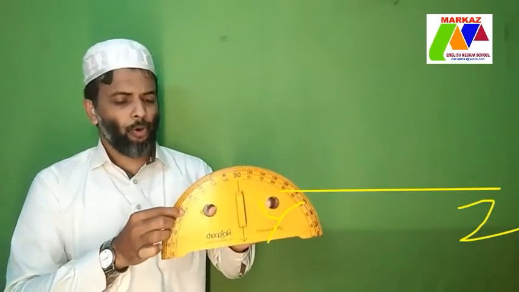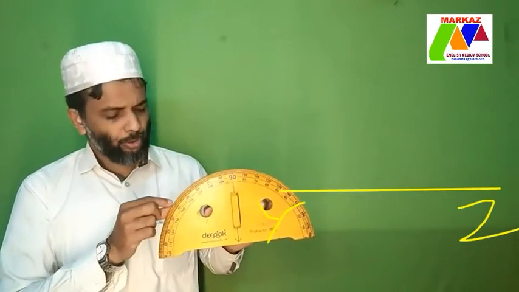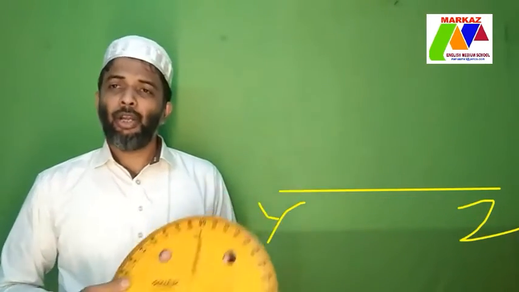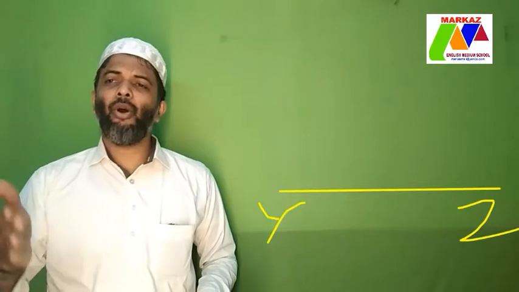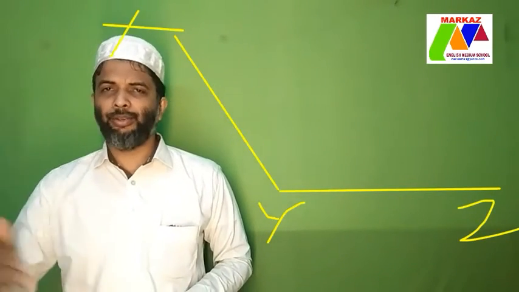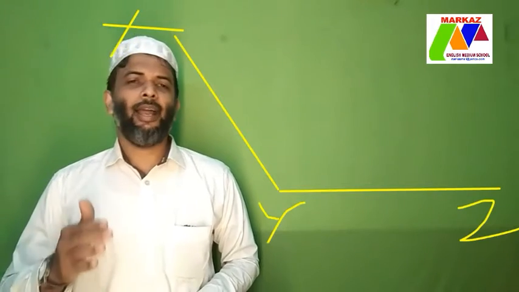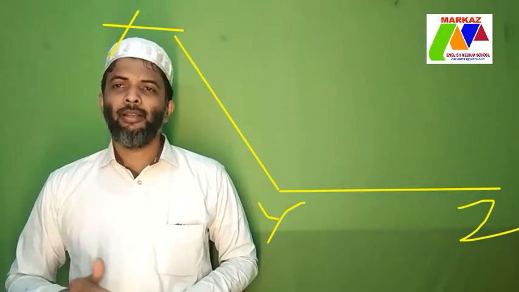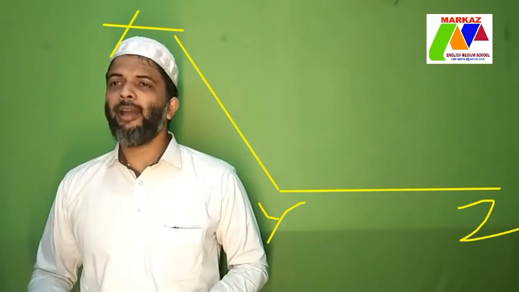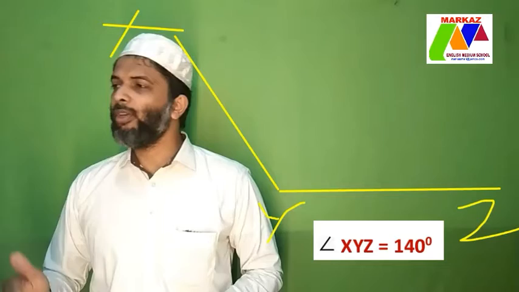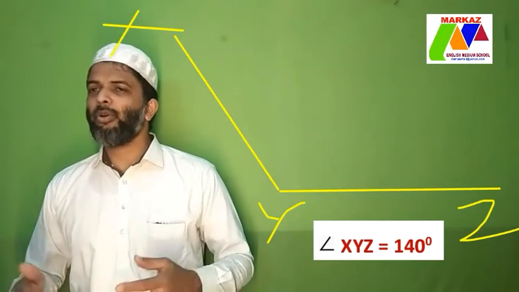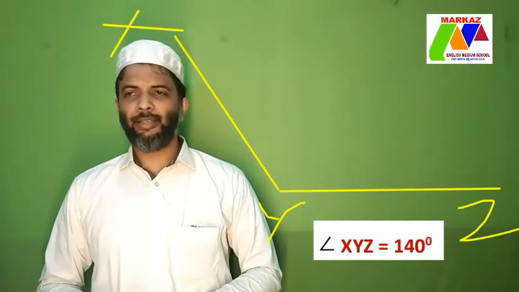Mark point X corresponding to 140 degrees. Then remove the protractor and draw a line from point Y to the marked point. That is line XY. Then write the measure of the angle: angle XYZ is equal to 140 degrees. Let us see how to construct angles in different sizes.